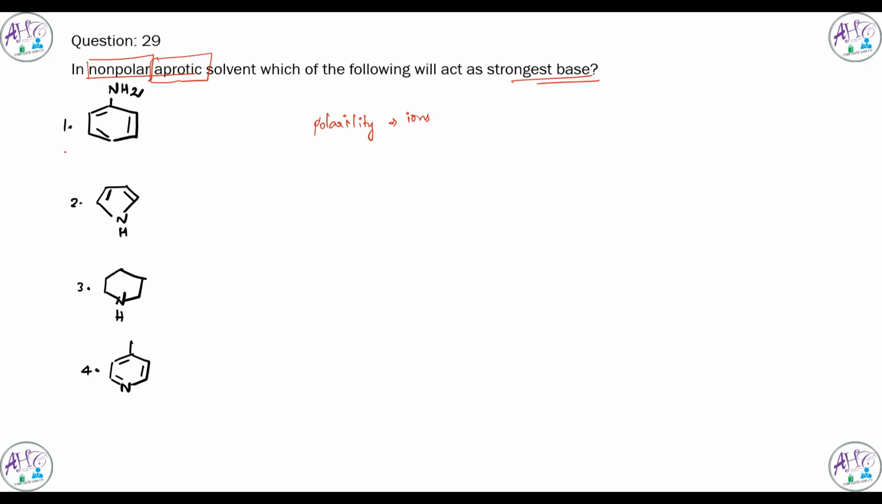So if there is a high dipole moment, this is going to have polarity. If you see options 1, 2, 3, 4, in all these options, there is no possibility for creating polarity, just because it is really hard. They haven't given any good leaving group. There is no good leaving group in these four compounds. So all these four compounds are non-polar in nature. Okay. So now we have to find what is aprotic.